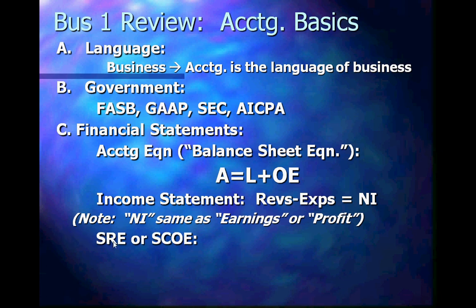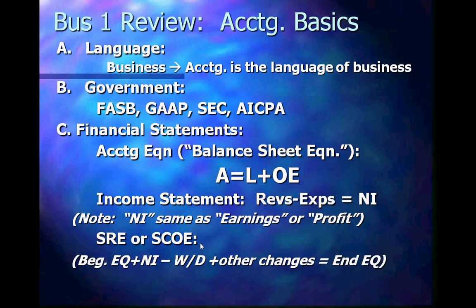Okay, the statement of retained earnings, or statement of changes in owner's equity, governs how the equity in the company changes, and it begins with the beginning equity plus net income minus withdrawals plus any other changes in owner's equity equals your ending equity in the company. Okay, so you need to understand that.